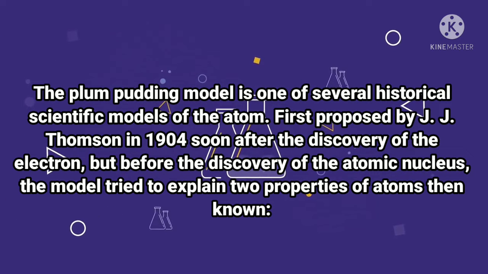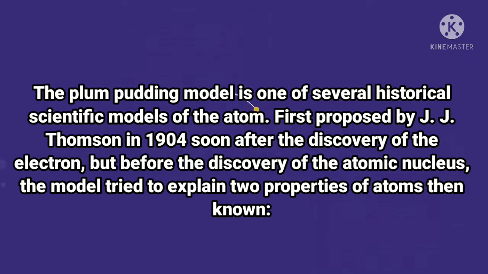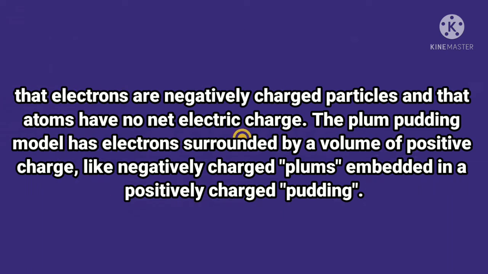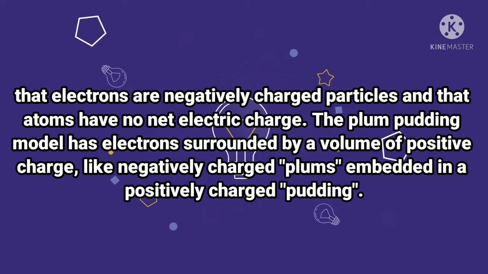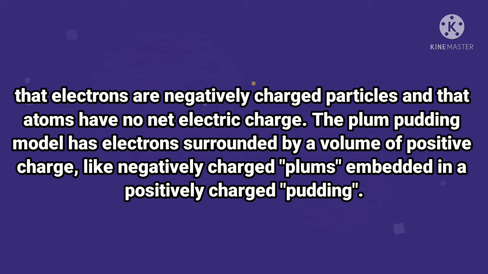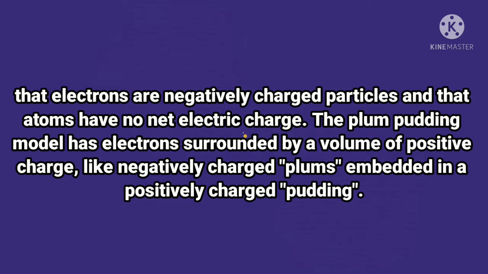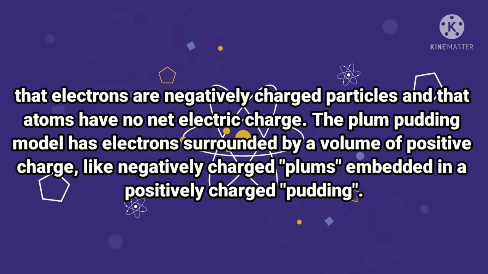The model tried to explain two properties of atoms then known: that electrons are negatively charged particles and that atoms have no net electric charge. The plum pudding model has electrons surrounded by a volume of positive charge, like negatively charged plums embedded in a positively charged pudding.